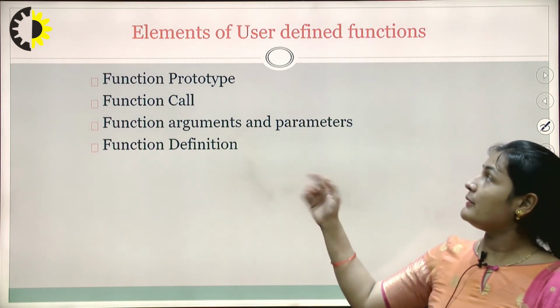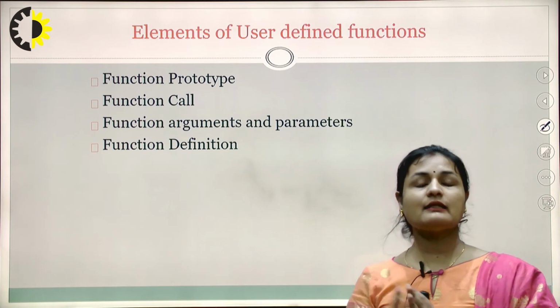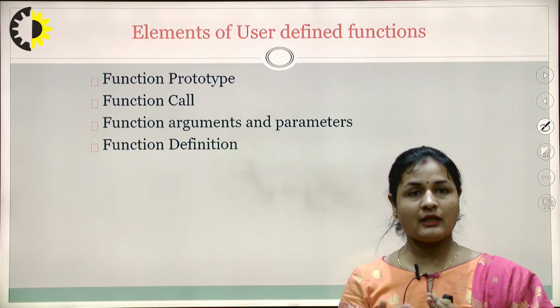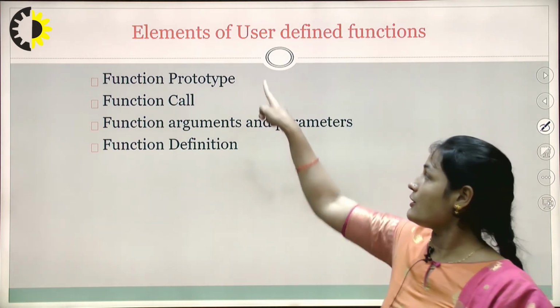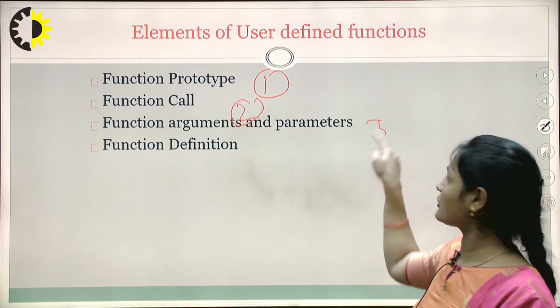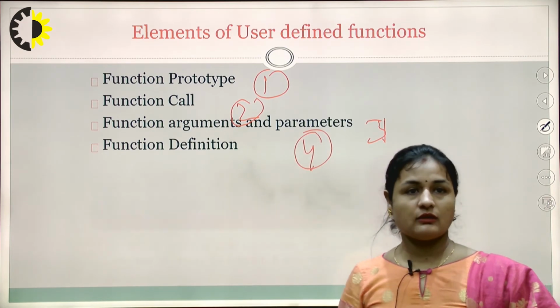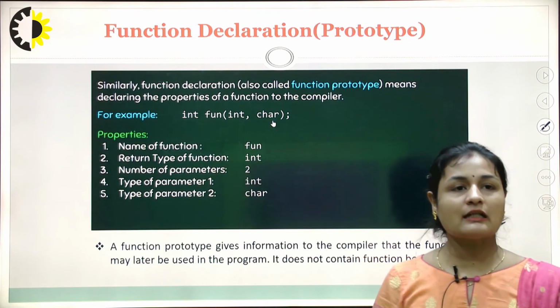These are the elements of the user defined function, and by studying these elements we know how the function is used in C programming and how it really works. The first element is function prototype, second is function call, third is function argument and parameter, and fourth is function definition. Function prototype simply means the function declaration.